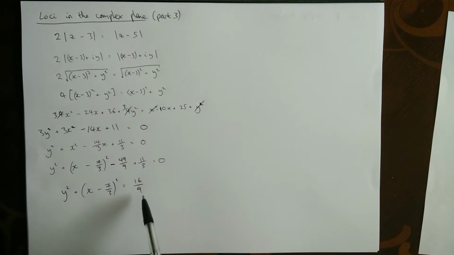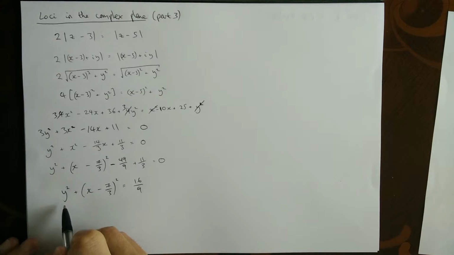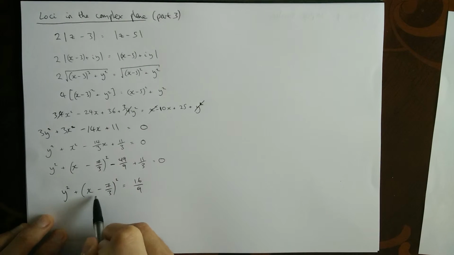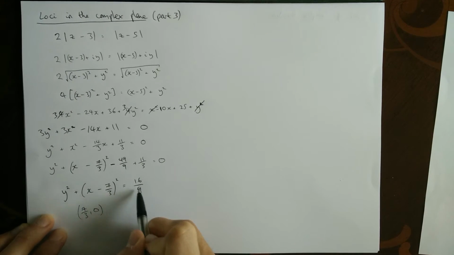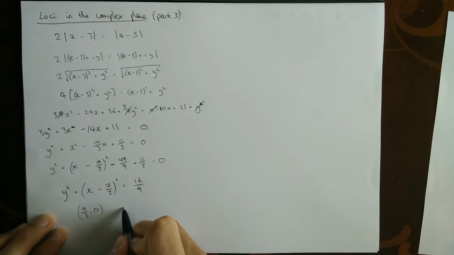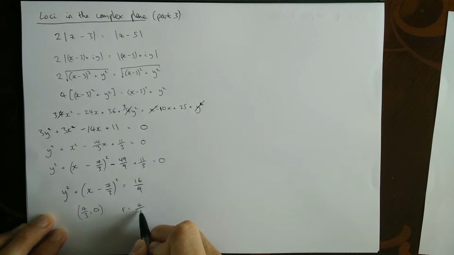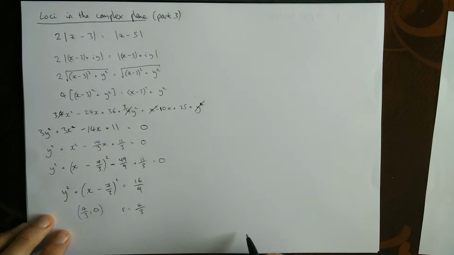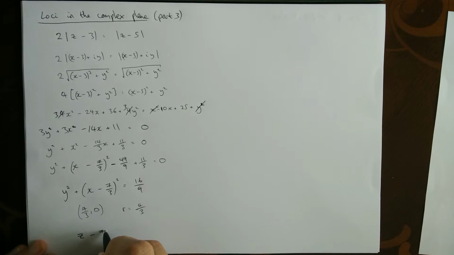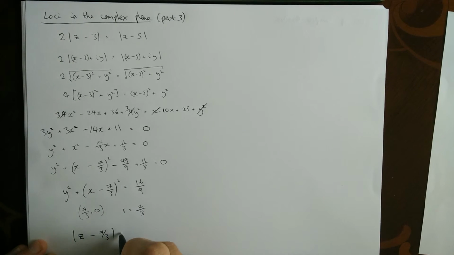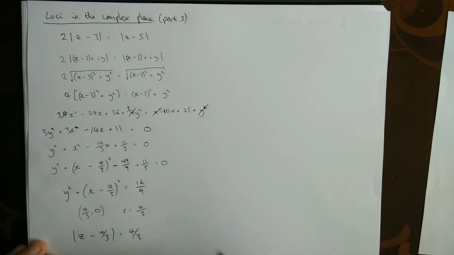Down here, though, we can see that this actually is a circle, because it's got a centre, well, it's awkward upside down and backwards, a centre of 7/3 on the x and 0 on the y. That's the centre point. And the radius is the root of 16/9, which is 4/3. So I suppose we could write this in the form modulus of z minus 7/3 equal to 4/3.